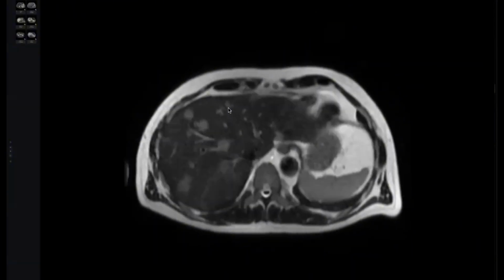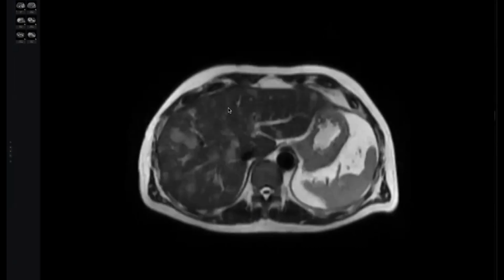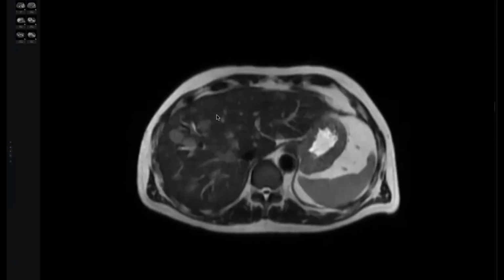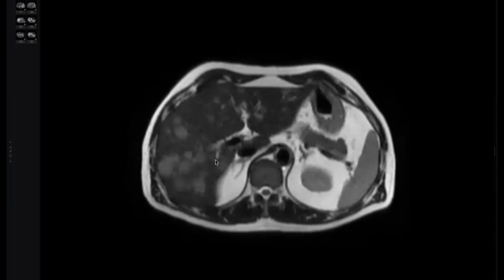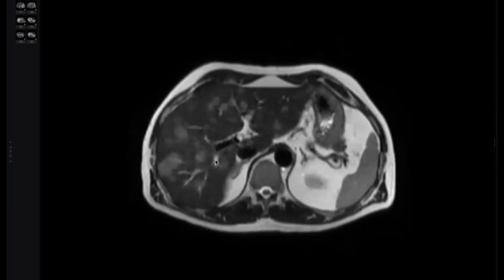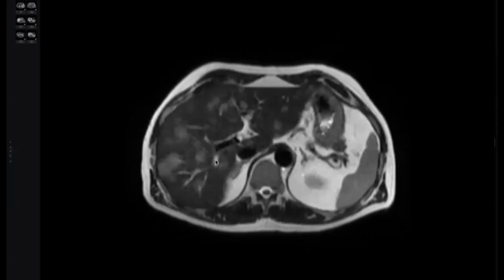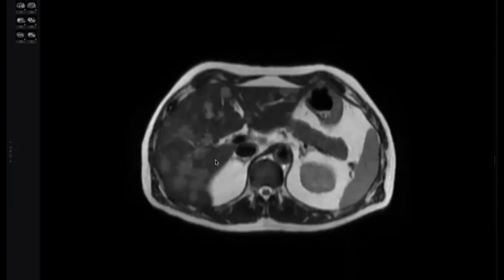This is iso to high intense. No, no iso at all. If you compare it with the liver parenchyma, it is high. If you compare with muscle, it is so high, not just high. This is not fluid. Fluid is another entity, but this is high signal.